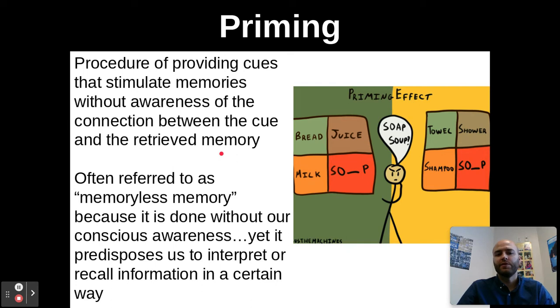So this is often referred to as memoryless memory because it's done without our conscious awareness, yet it does predispose us to interpret or recall information in a certain way. So we do this all the time in school. When I ask you questions, I'm priming you for specific content that we're going to discuss. I'm trying to get your brain in the right mode, those types of things. Okay, that's priming.